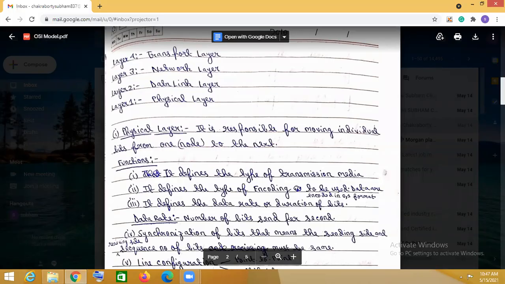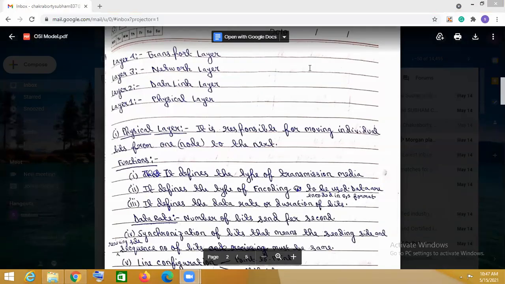So if the sender wants to send data to the destination or the receiver, it will encode it. And how will it encode? It will be encoded in the 0-1 format. The physical layer defines the type of encoding to be used, and the data are encoded in the 0-1 format. So through the 0-1 format, the communication between the sender and receiver will be done.